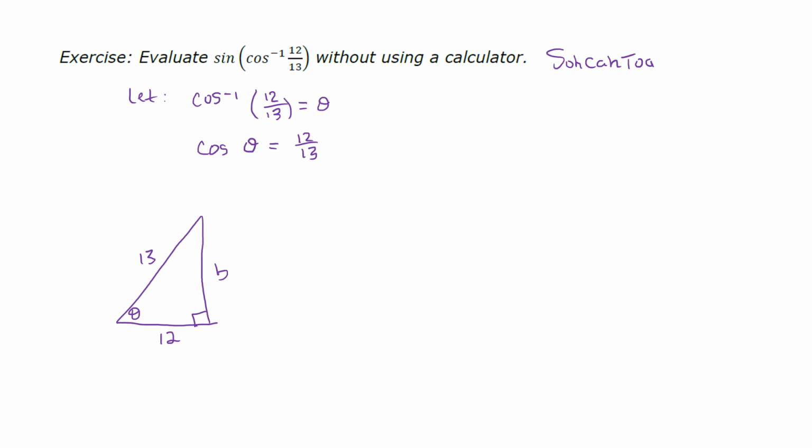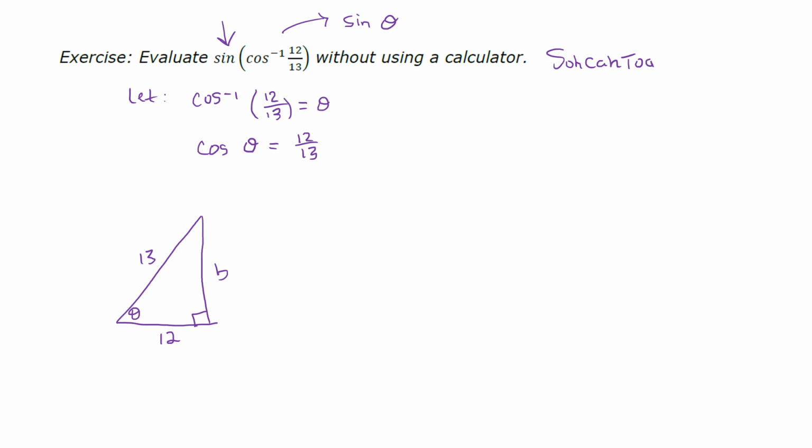Why do I need to find the missing side? Well, if I can identify what this missing side is, then I would be able to find sine, because sine is opposite over hypotenuse. Remember, this middle part here equals theta. So in other words, I'm trying to find the sine of theta.